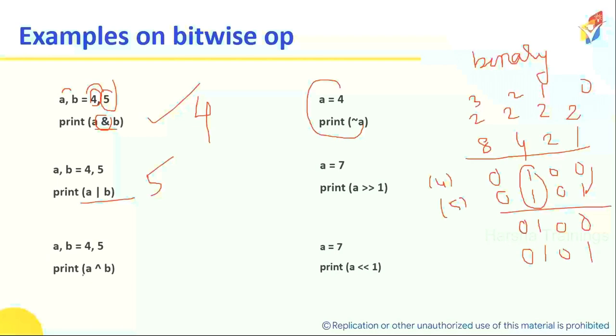Now, how to do XOR operation? If both the inputs are same, in all these three cases the inputs are same, so the result is 0, 0, 0, 1. This is XOR operation for 4 comma 5.